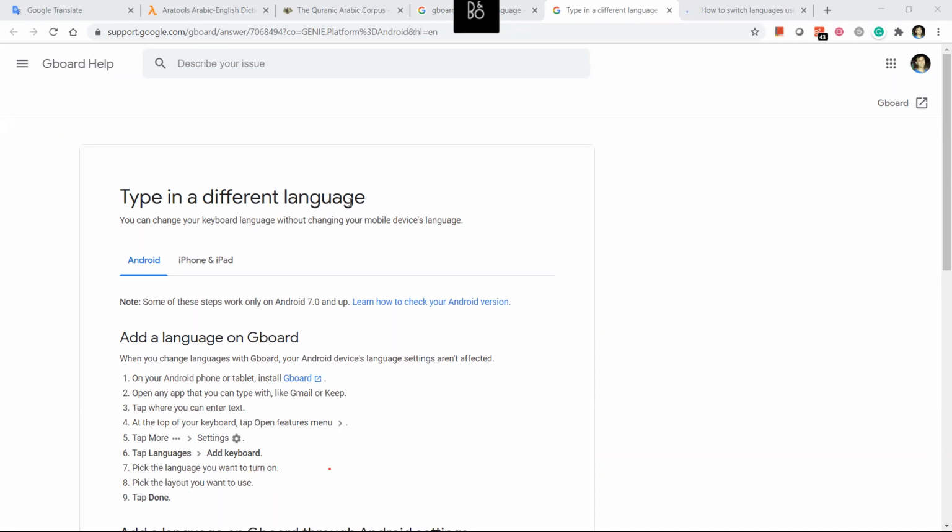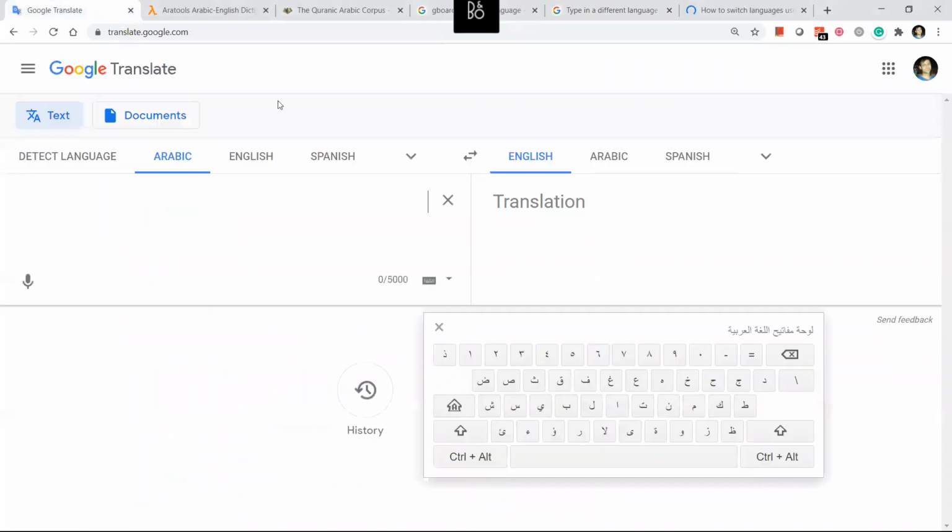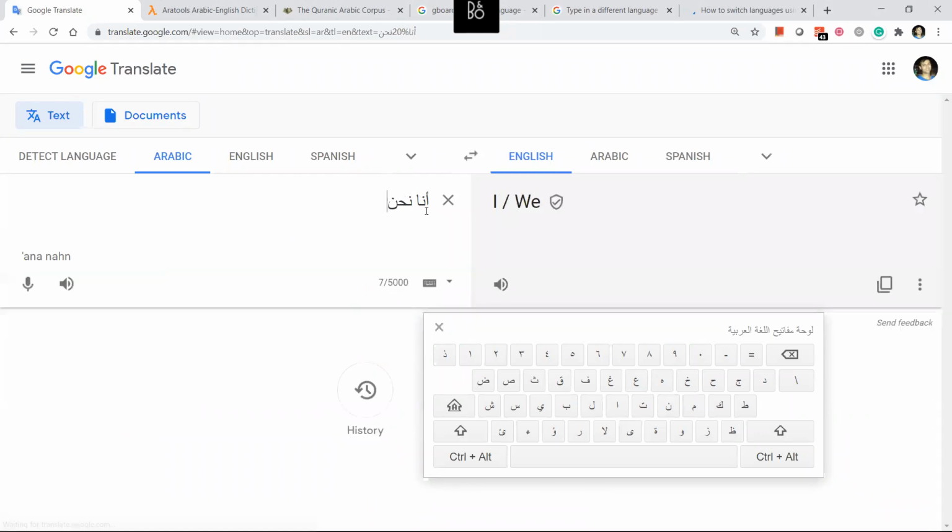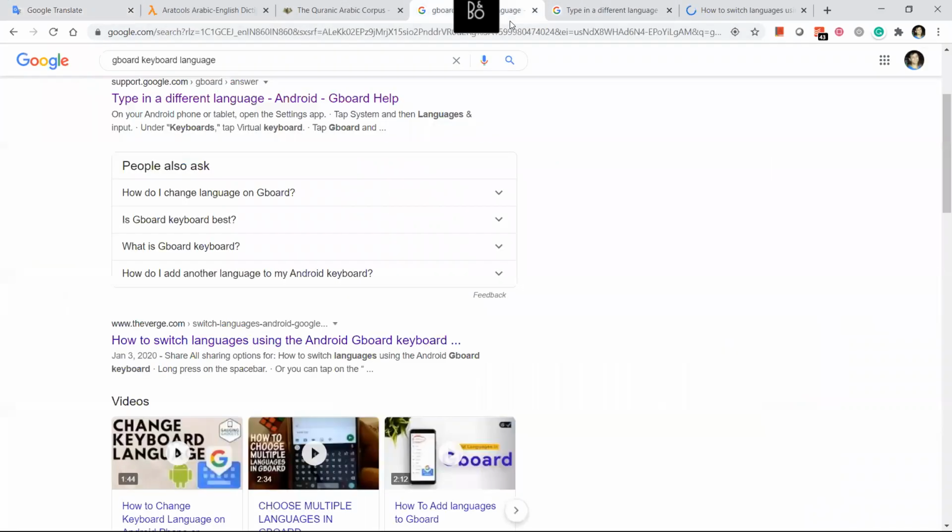Now, one question: how many of you have used Google Translate, and how many of you have a keyboard like this, in that you can type ana and you can type nahnu? But in Google Translate, there's no keyboard like this. This is in the laptop. In the laptop you'll see this, but in the phone you can download an Arabic keyboard.